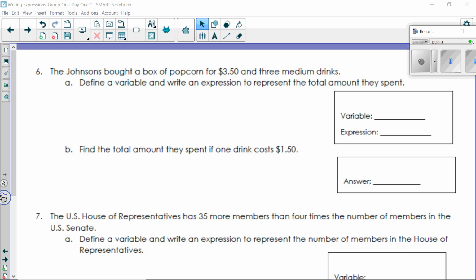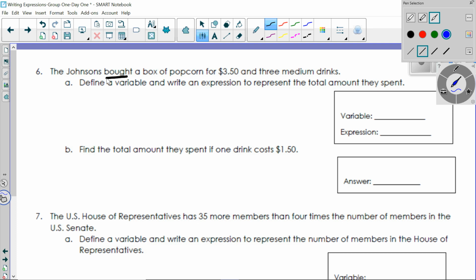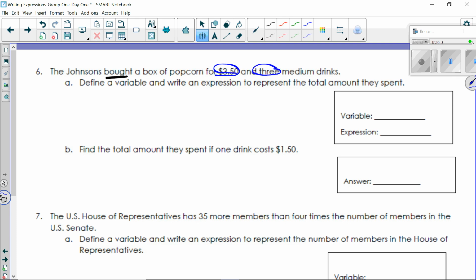Okay, we're running out of time, so we've got to go through this pretty quickly. So the Johnsons, and guys, I'm going to stress this again, especially in these type of word problems. If you mark your text, it's going to help you out immensely because all of this important information is going to start to pop out and make it easier for you to understand what you're supposed to be doing. Okay? So the Johnsons bought a box of popcorn and for $3.50 and 3 medium drinks. So define a variable, there's a task, write an expression, there's an additional task to represent the total amount they spent.